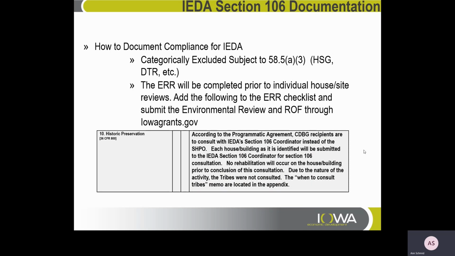Likewise, if you have a project that is categorically excluded subject to 58.5, which would be like our housing rehab or our downtown revitalization program, then your environmental review record will be completed prior to individual house or site reviews. Therefore, the following ERR checklist language should be submitted in your environmental review record and your release of funds, which you can then process through Iowa grants. Here you're indicating that at the time of your environmental review, you do not know which sites are participating, but prior to construction, each individual site will be reviewed and submitted to the IEDA Historic Preservation Specialist.